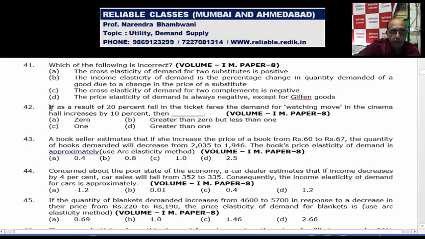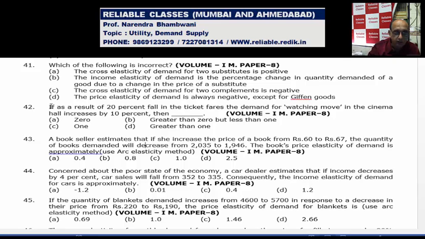Question 42. If as a result of 20% fall in the ticket fares, the demand for watching movies in cinemas has increased by 10%. Demand is going up by 10% and price has fallen by 20%. So 10 upon 20 will be 0.5. What will be the answer? Is the elasticity 0? It is 0.5. It is greater than 0 but less than 1 because demand is moving slowly. Demand is increasing only by 10%, whereas price has fallen by 20%.